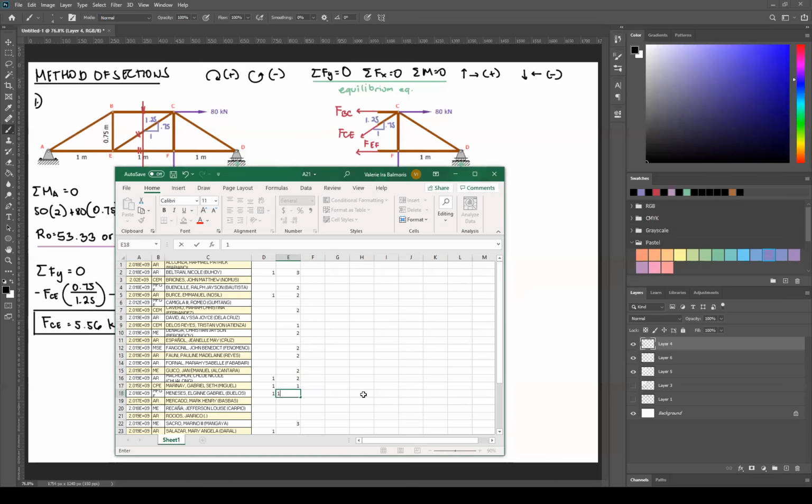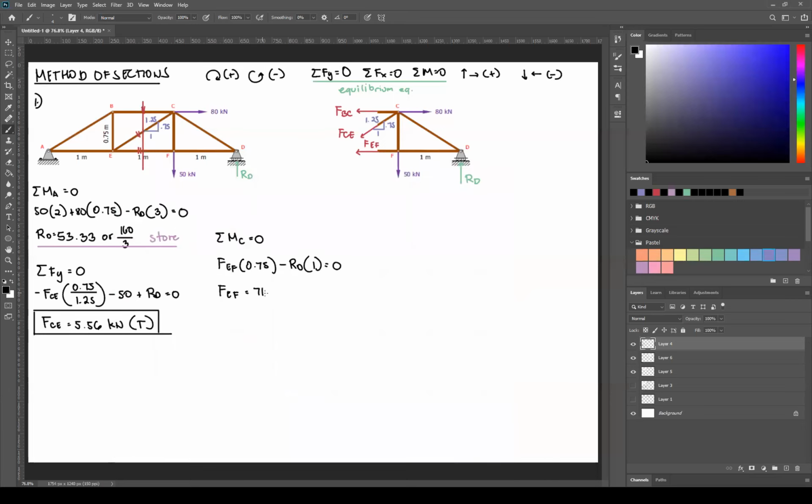The answer is 71.11. Again, it's positive. Therefore, correct assumption. Copy the unit, kilonewton. I assumed FEF away from the member, so that's in tension. Okay? And then now, since I know CE, EF, you can use summation of forces X equals 0, and then you'll get FBC. Okay, so you can do that.